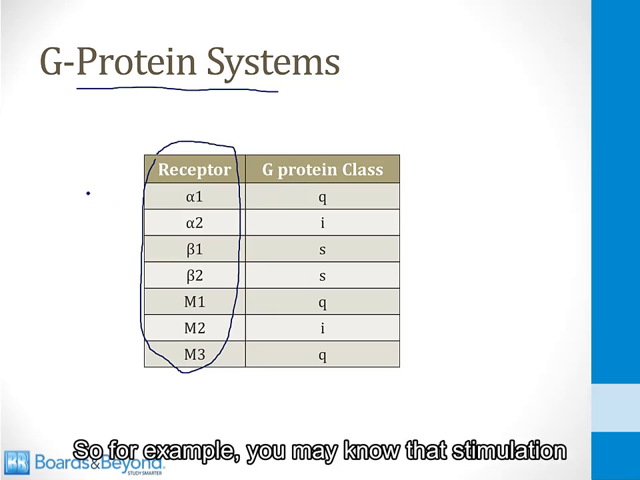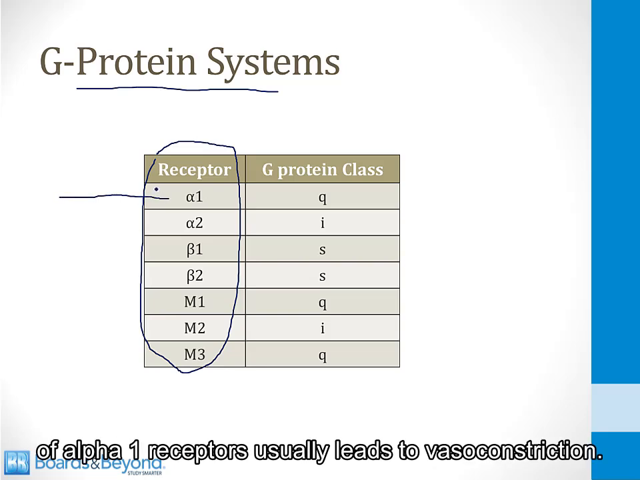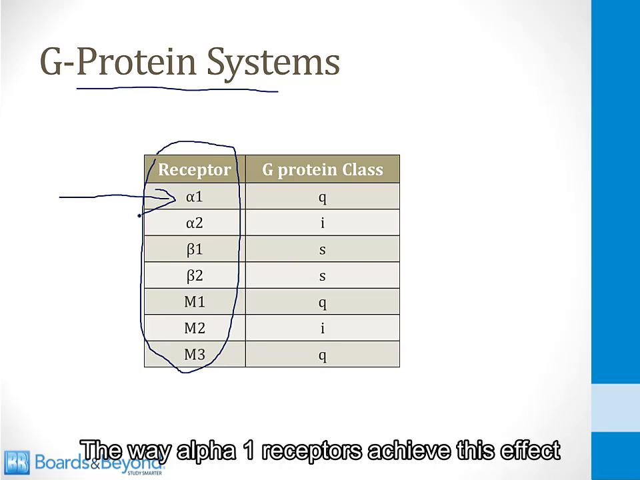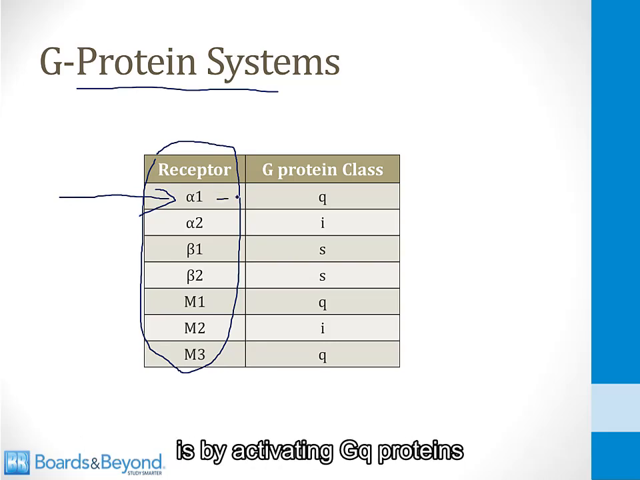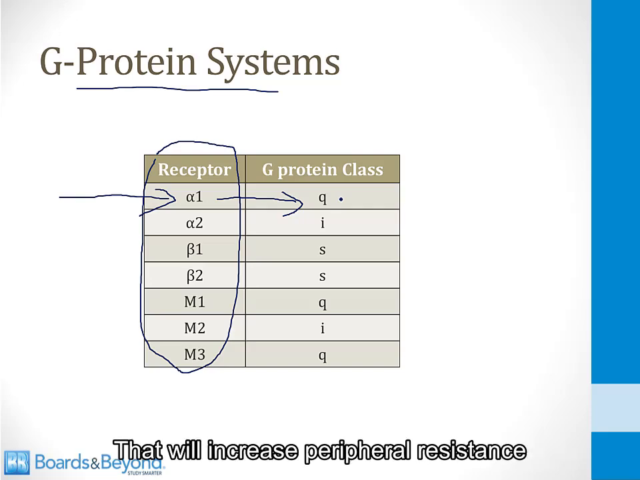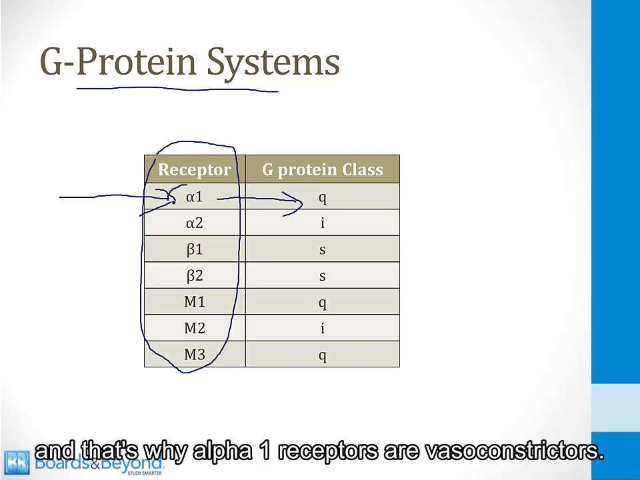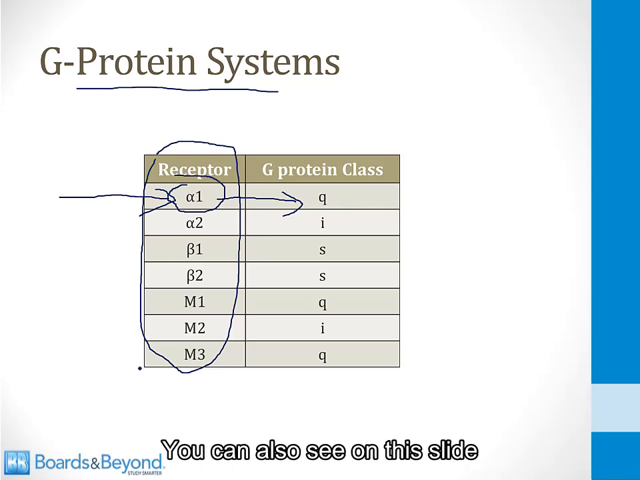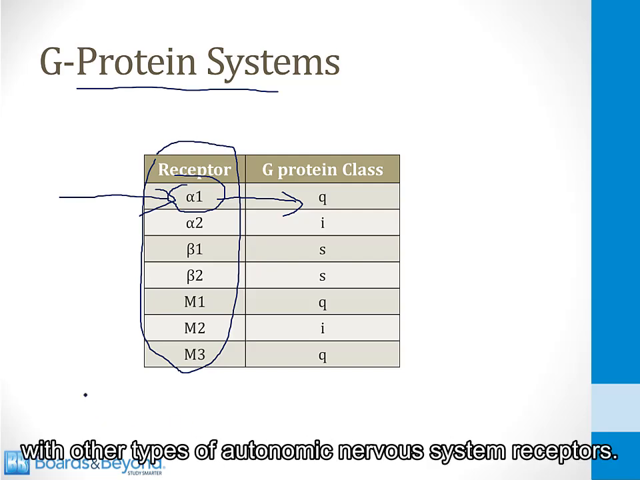So for example, you may know that stimulation of alpha-1 receptors usually leads to vasoconstriction. Well, the way alpha-1 receptors achieve this effect is by activating GQ proteins on vascular smooth muscle. And as we just talked about, activation of GQ proteins leads to constriction of vascular smooth muscle. That will increase peripheral resistance and raise the blood pressure, and that's why alpha-1 receptors are vasoconstrictors. You can also see on this slide the G protein class linked with other types of autonomic nervous system receptors.